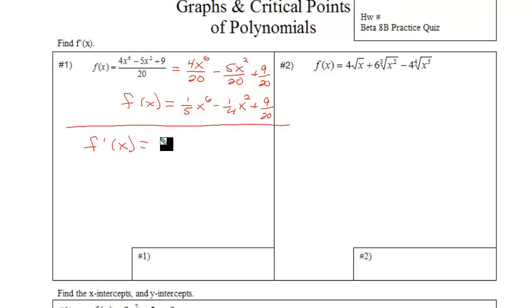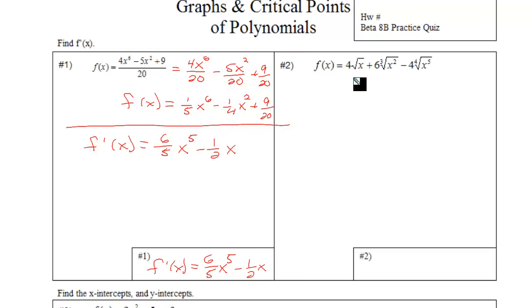take the 6 times 1/5, which is 6/5, subtract 1 from the exponent. I take 2 times a 4th, which is 1/2, subtract 1 from the exponent. The derivative of a constant, 9/20, is just 0. Therefore, f prime of x is 6/5 x to the 5th minus 1/2 x.